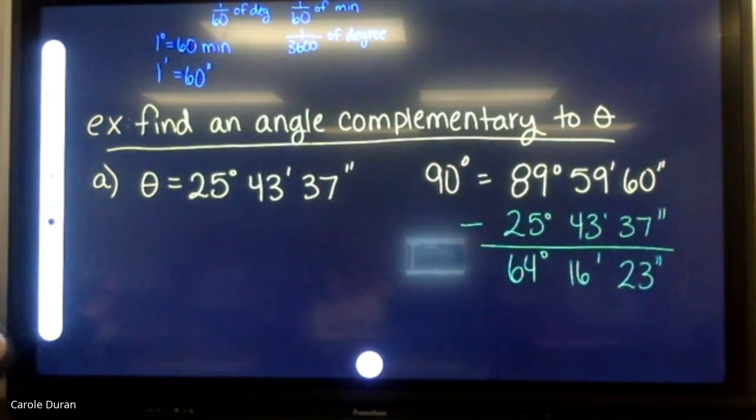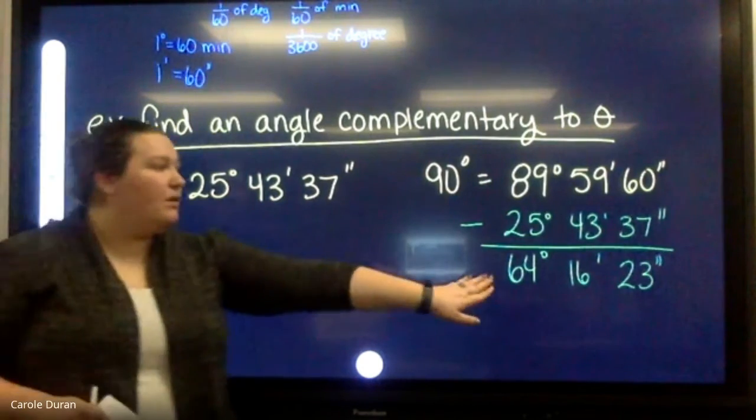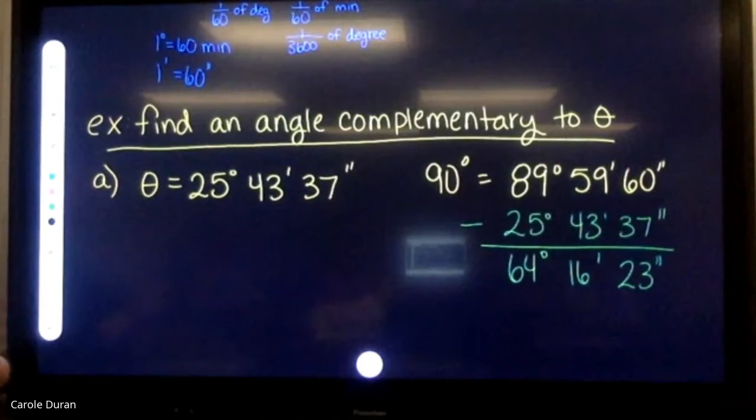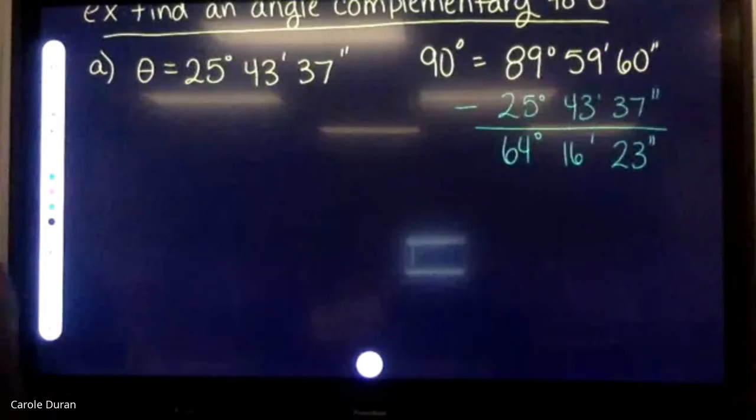So the complementary angle that we found is 64 degrees, 16 minutes, and 23 seconds. Anyone have any major issues with that? For the most part, is that okay? So the hardest part is just trying to reconfigure what we know 90 degrees as in a different format. And then from there, it's just basic subtraction. We're, for the most part, okay.